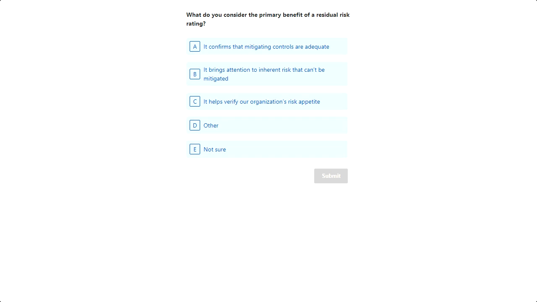Our next poll question is, what do you consider the primary benefit of a residual risk rating? It confirms that mitigating controls are adequate. It brings attention to inherent risk that can't be mitigated. It helps verify our organization's risk appetite. Or not sure. Christine, let's go ahead and answer another question from the audience.